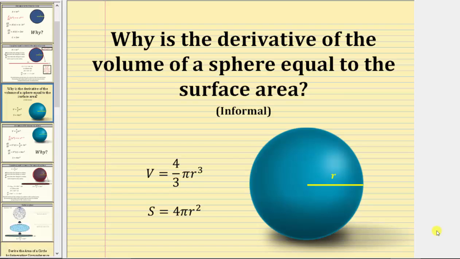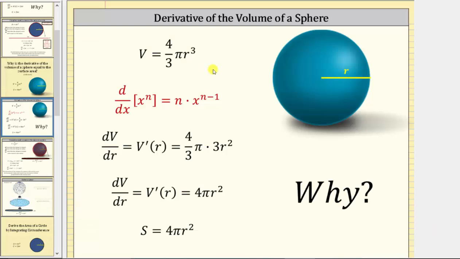In this video, we will answer the question, why is the derivative of the volume of a sphere equal to the surface area of a sphere, where the volume equals 4/3 pi r cubed and the surface area equals 4 pi r squared. Given the volume of a sphere, V equals 4/3 pi r cubed, let's begin by determining dV/dr, or V prime of r.